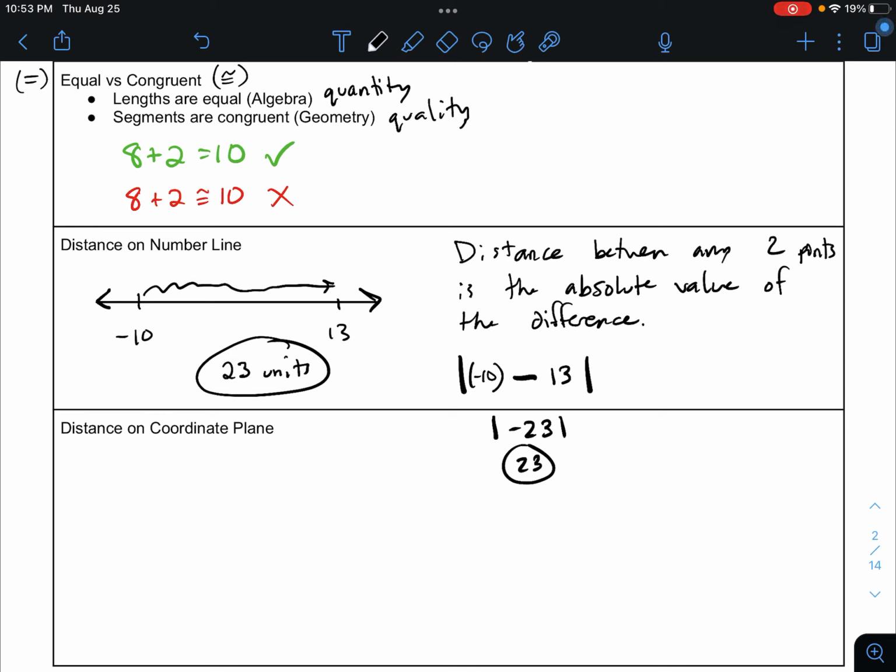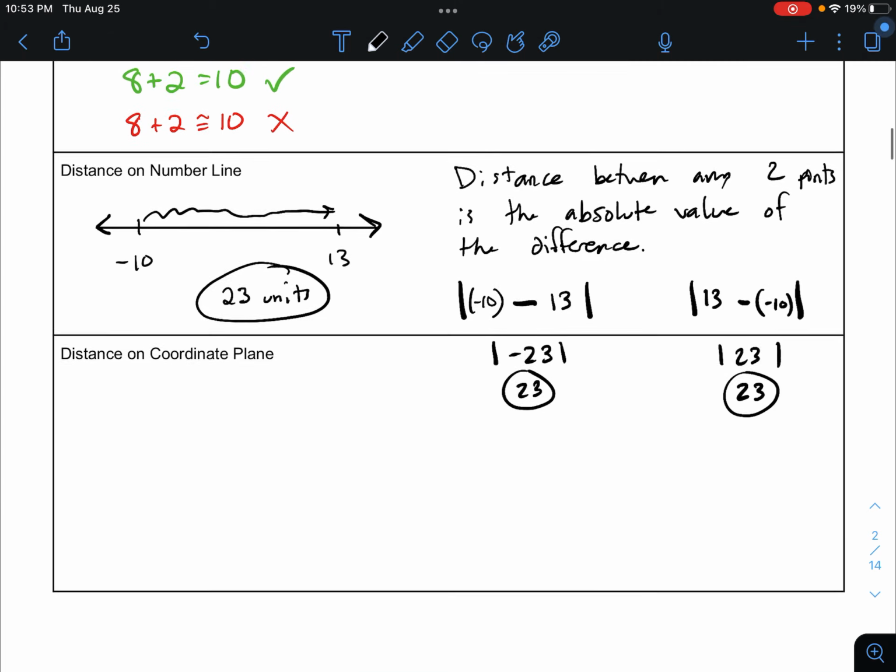It actually doesn't matter which order you put the numbers, right? So I could take the absolute value of the difference of 13 minus -10. Well, same situation. Now I've got the absolute value of +23, which is just 23. Okay, so when you're finding the distance between 2 points on a number line, what you always want to do is subtract the values, in either order, doesn't matter, and then take the absolute value.